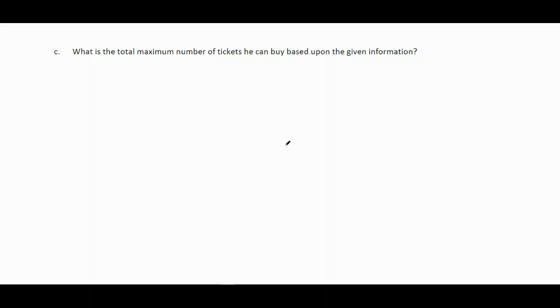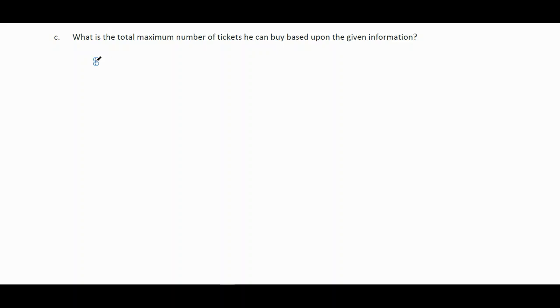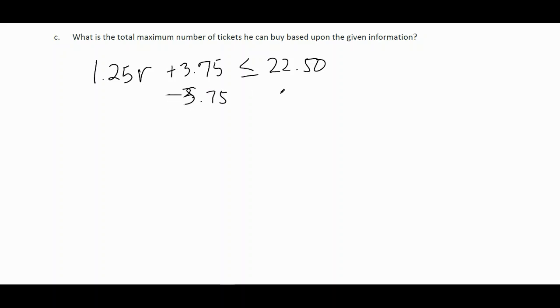Now it says here, what is the total maximum number of tickets he can buy based upon the given information? So we're going now to solve for the value of R, because for us to know that he will not exceed his limit, we're going to make sure that he will be able to buy enough tickets for the rides that he wants. So 1.25R plus 3.75, we're of course going to use first the subtraction property of equality by subtracting 3.75 on each side.